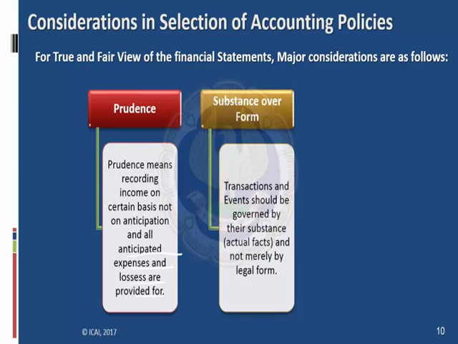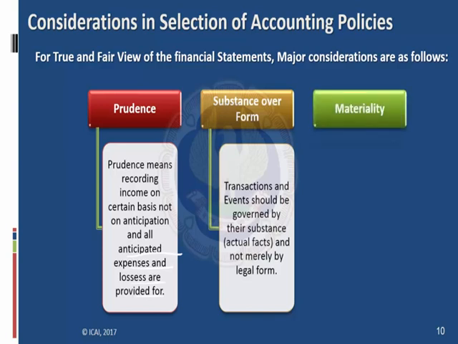But going by the actual facts, it seems that entity A has borrowed funds with that land given as security to entity B, and after 3 years entity A will repay its debt of 50 lakhs along with interest of 5 lakhs. So going by the substance, it is a borrowing transaction, not a sale and purchase transaction. Transactions and events should be looked at by their substance, not merely by legal form. This should be kept in consideration while selecting accounting policies.